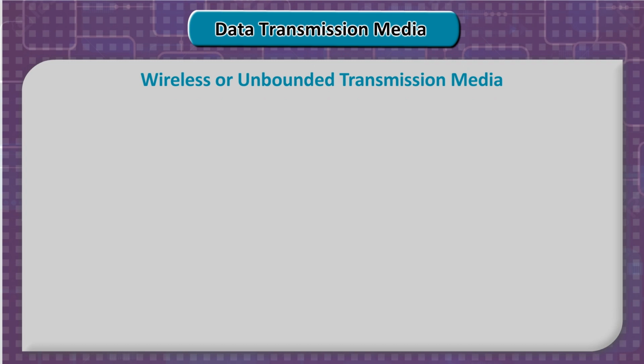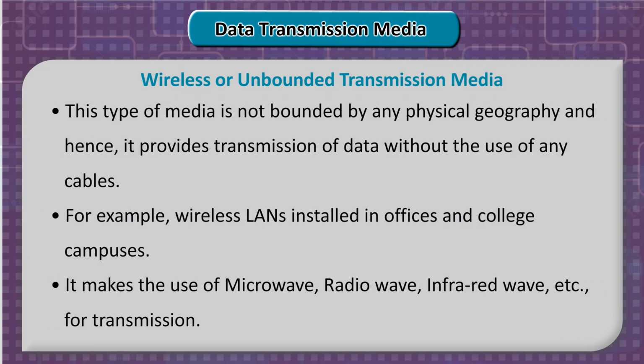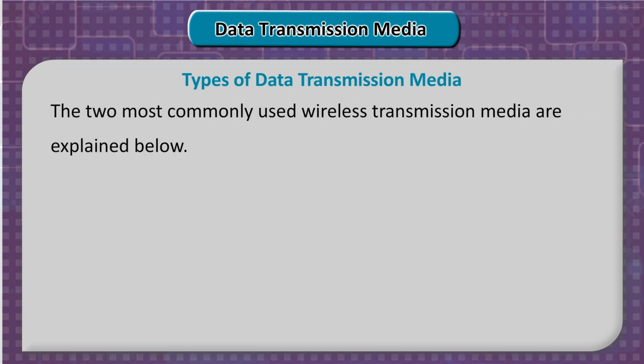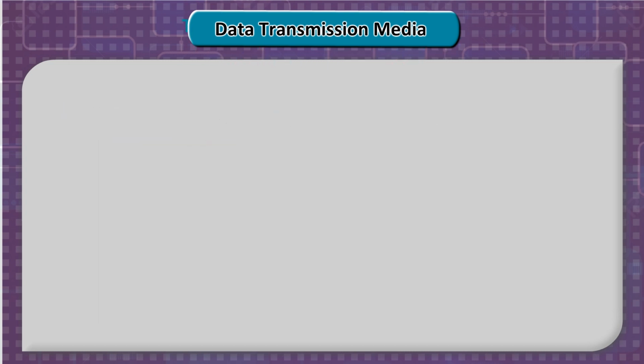Wireless or unbounded transmission media. This type of media is not bounded by any physical geography and hence, it provides transmission of data without the use of any cables. For example, wireless LANs installed in offices and college campuses. It makes the use of microwave, radio wave, infrared wave, etc. for transmission. Types of data transmission media. The two most commonly used wireless transmission media are explained below.